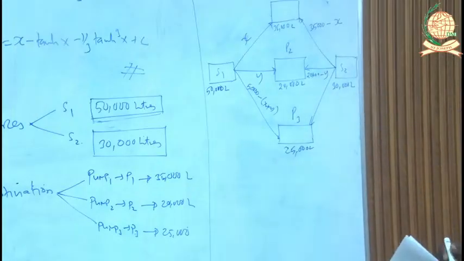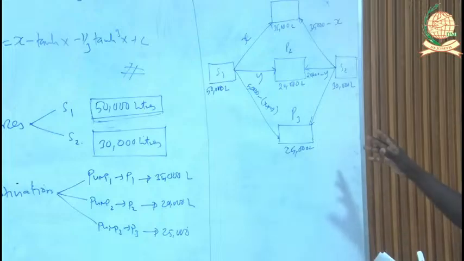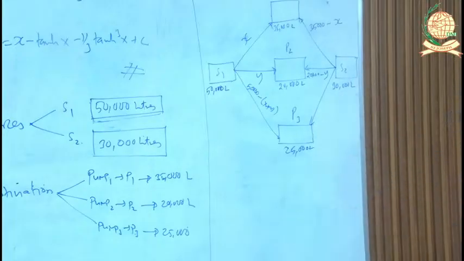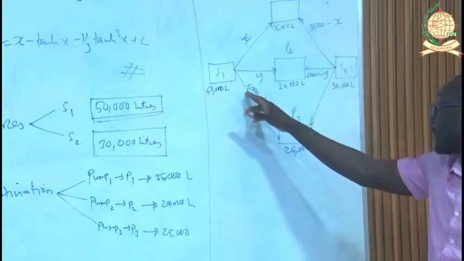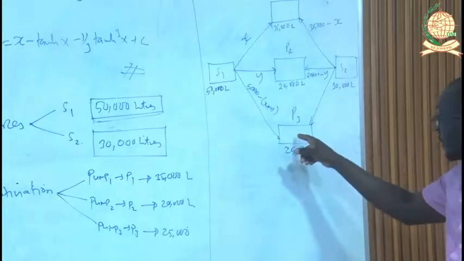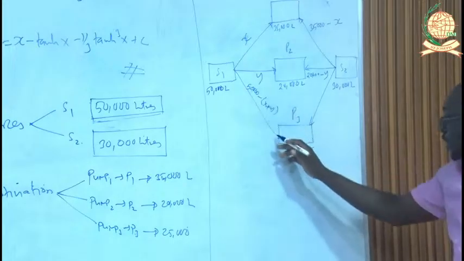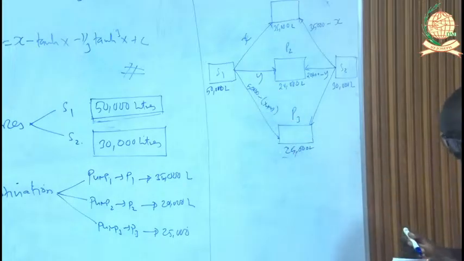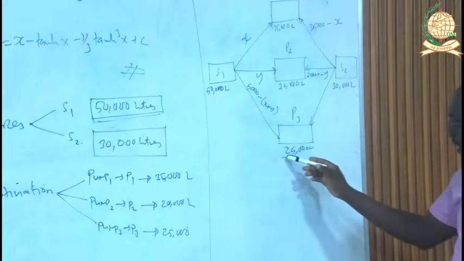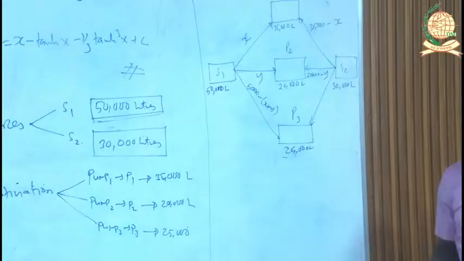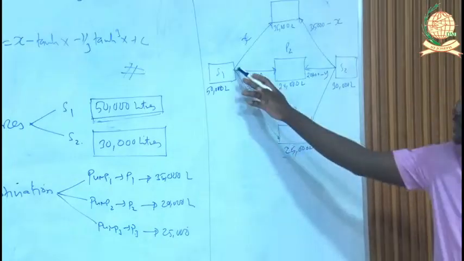And the same thing here, for the amount that will come from S2, we should take the amount that came from S1 into pump 3. The amount that should come here from S1 to P3 should not exceed this value, because this is a requirement. This is the maximum value that P3 could hold. It is 25,000 liters. So what comes here on this way should not exceed this value.